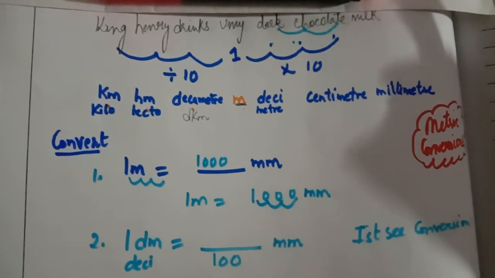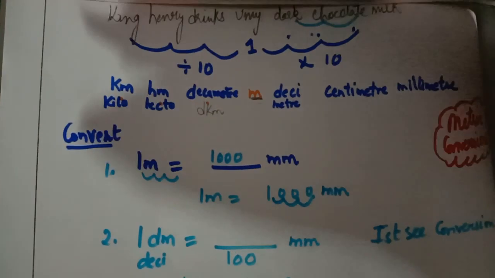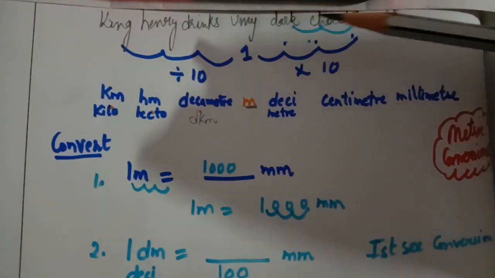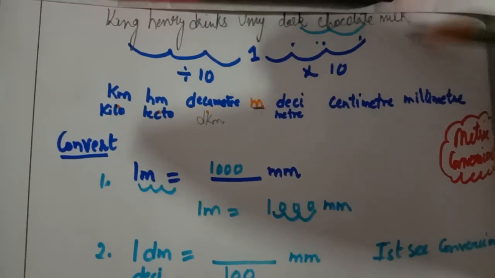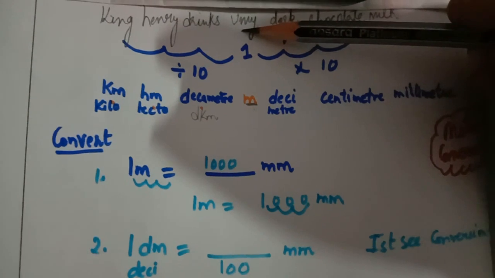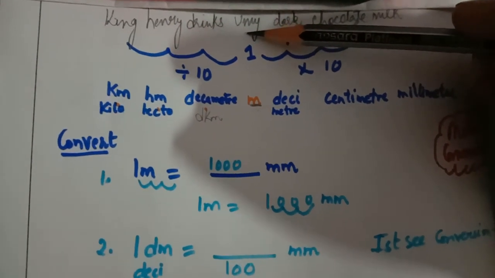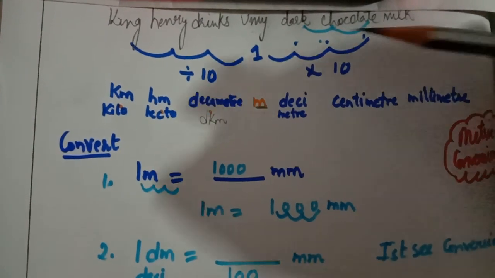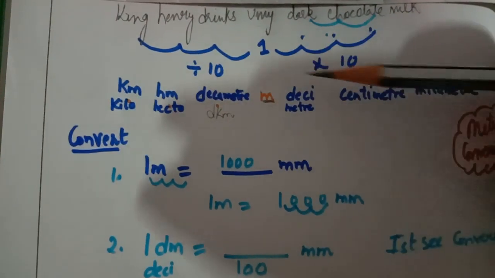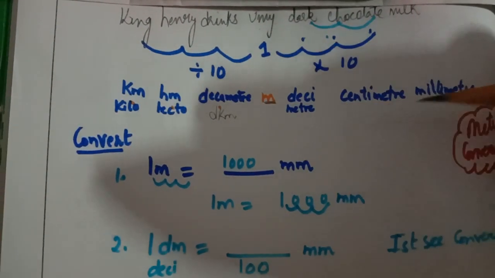So let's start. Okay, first of all, you should learn this line: King Henry drinks Umi dark chocolate milk. Umi is just the brand name. Then this is the mnemonic or sequence to remember this flowchart of metric conversion.